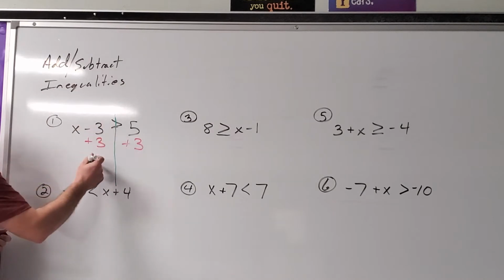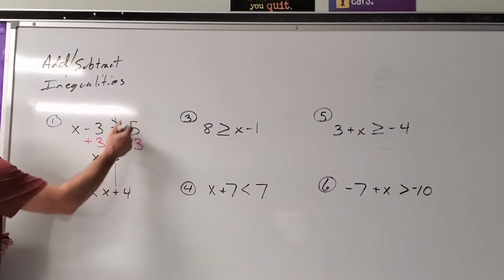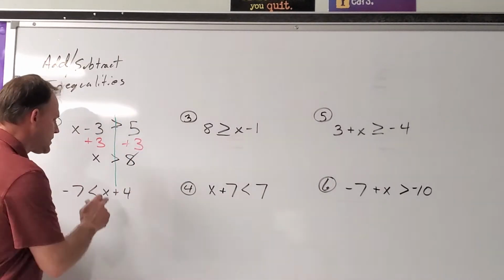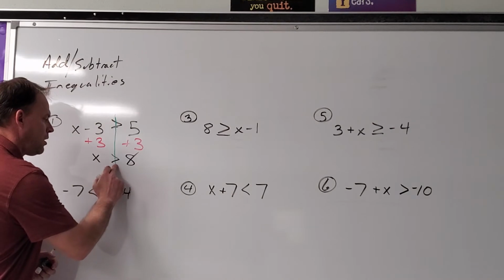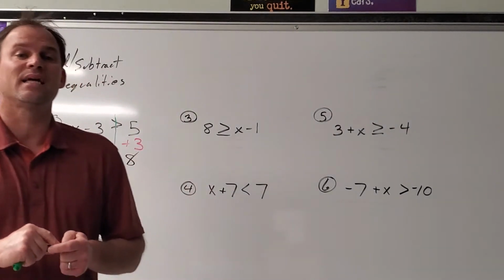So minus 3 plus 3 is 0. I have just an x left over here. Nothing's happening there. I got a greater than sign. There's my answer. Now, we take this one step further, just writing the answer.